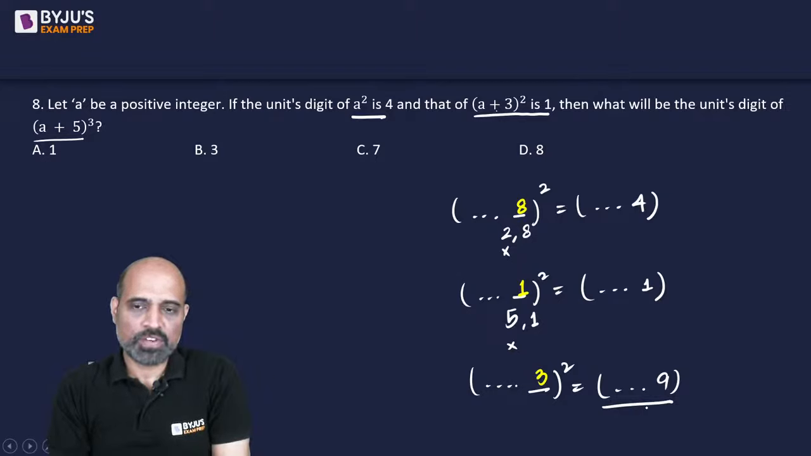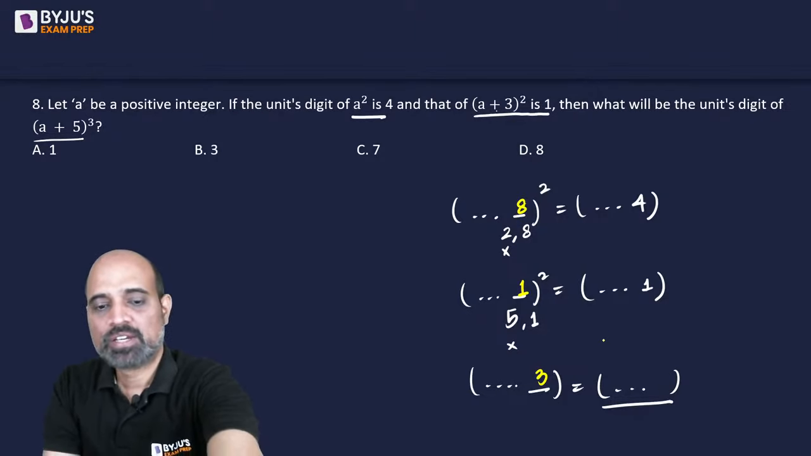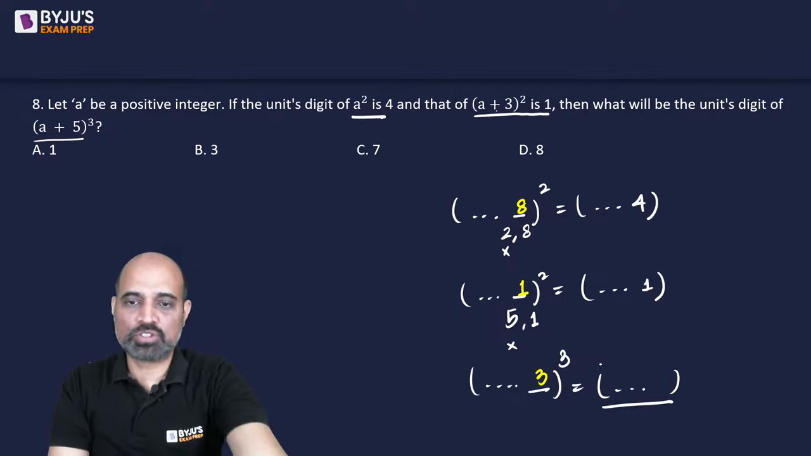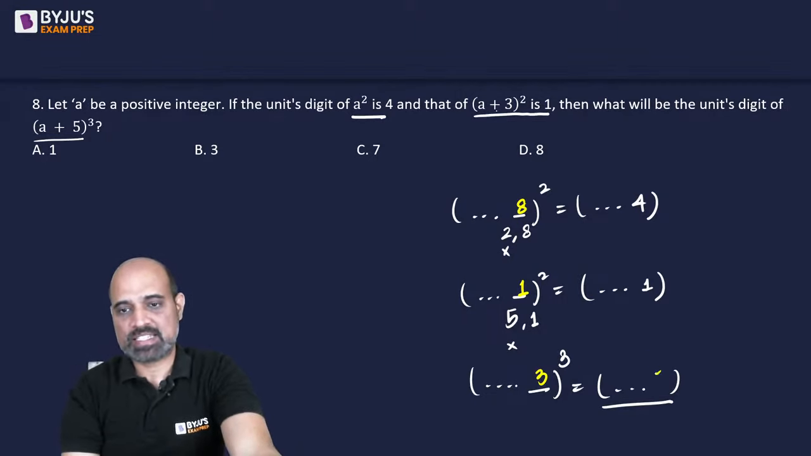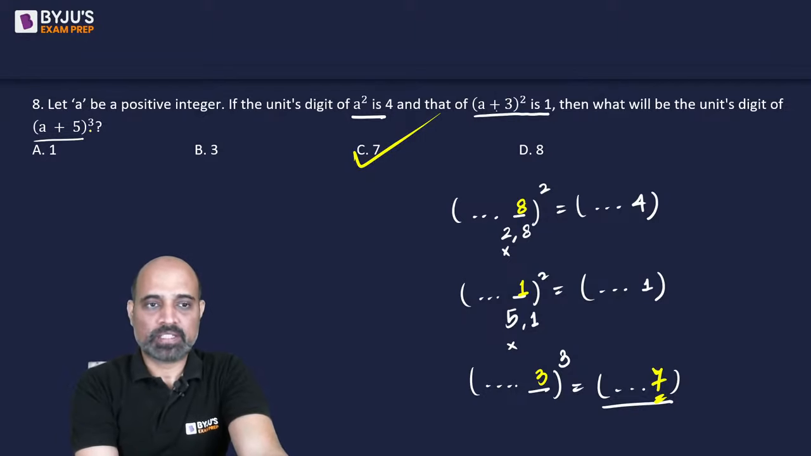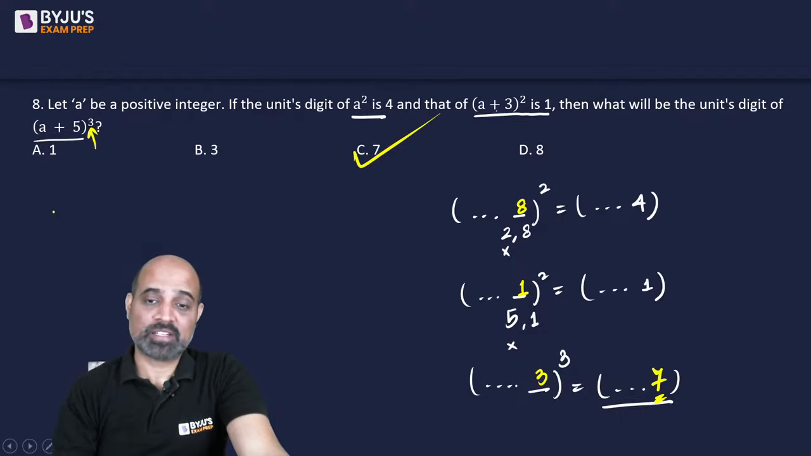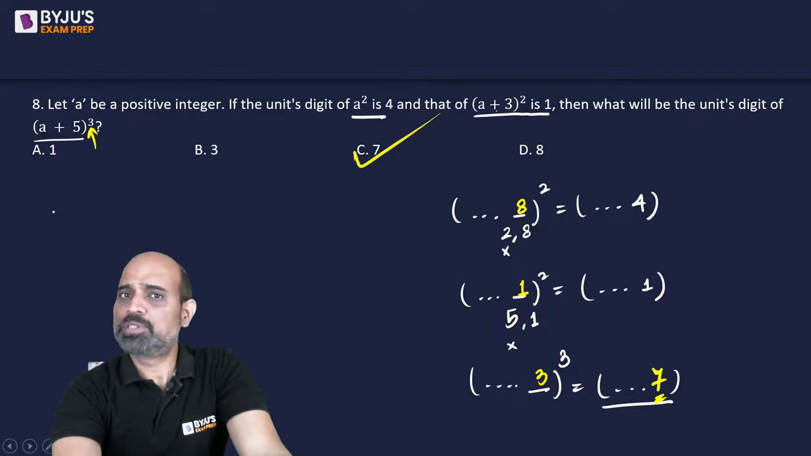Hold on. We are asked the units digit of, sorry, this is cube, not square. That's what I was thinking. So this is given as cube. So 3 cube will end in 7, right? Thankfully, 9 was not in the options. Otherwise, chances are that a lot of us would make a mistake. Square, square, square was stuck in the mind, right? So 3 cube is 27. 27 ends in 7. So the answer is going to be C.